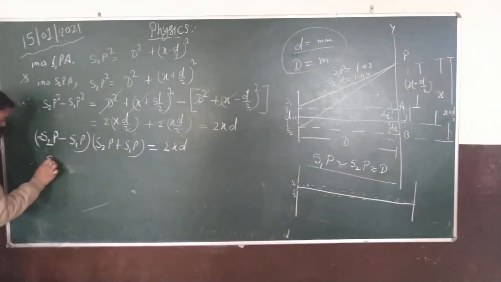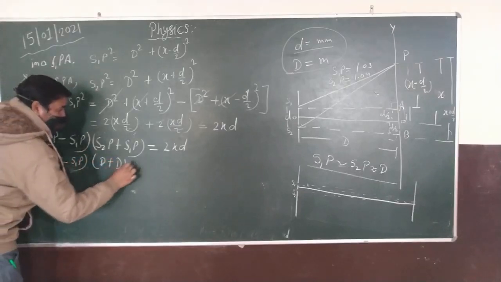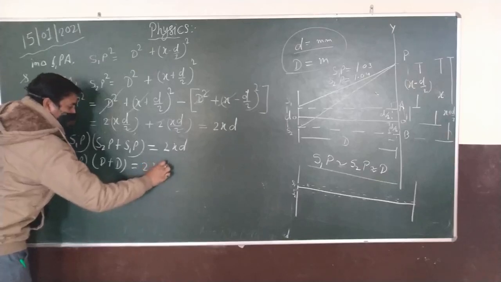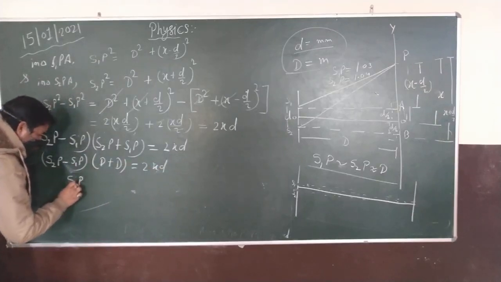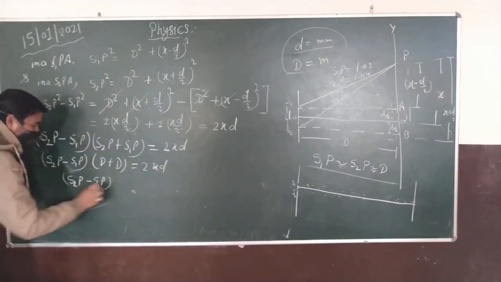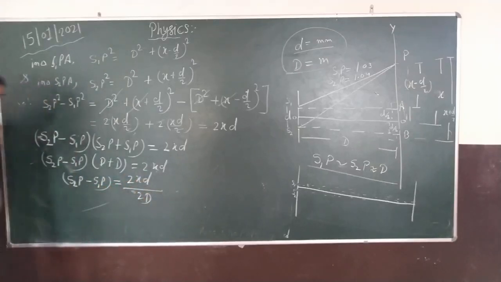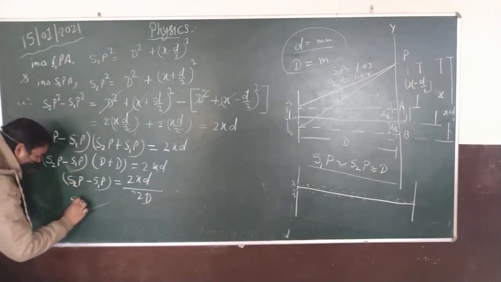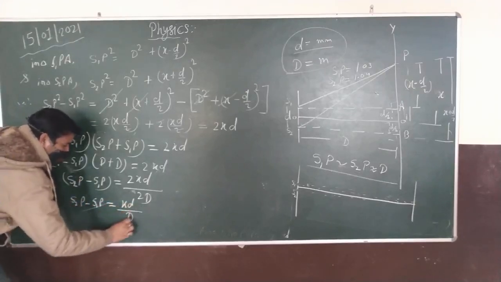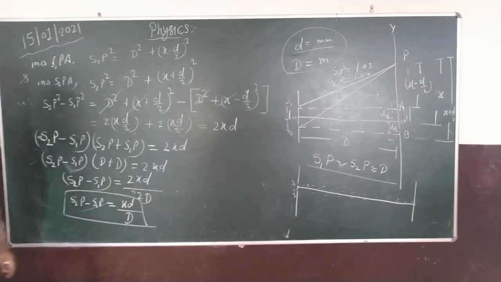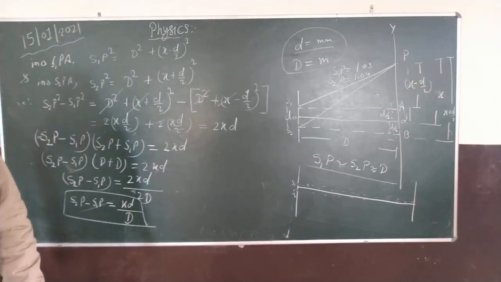So S2P plus S1P is D plus D, equal to 2D. Therefore S2P minus S1P is equal to 2xd upon 2D. Clear? So S2P minus S1P is equal to xd upon D. This is your path difference between the two sources when the rays reach P and superimpose on each other.